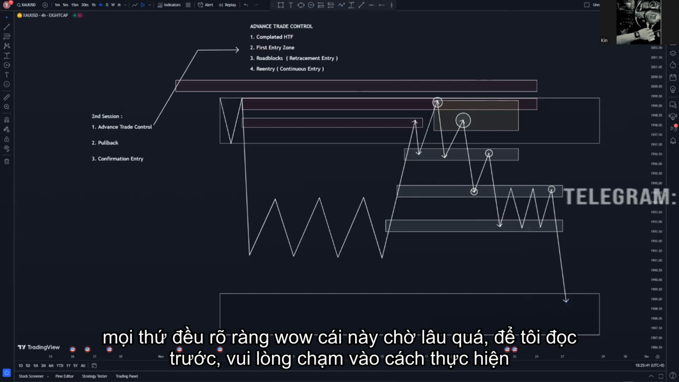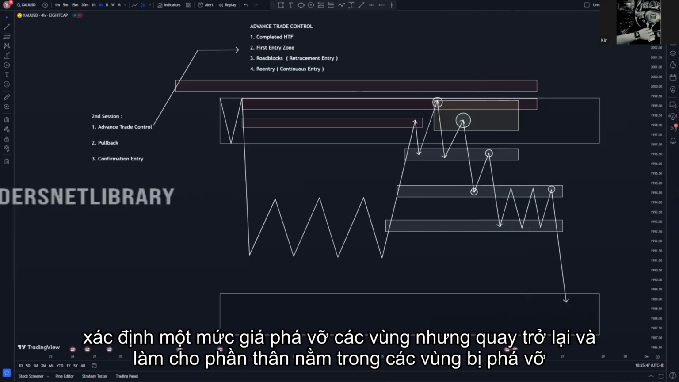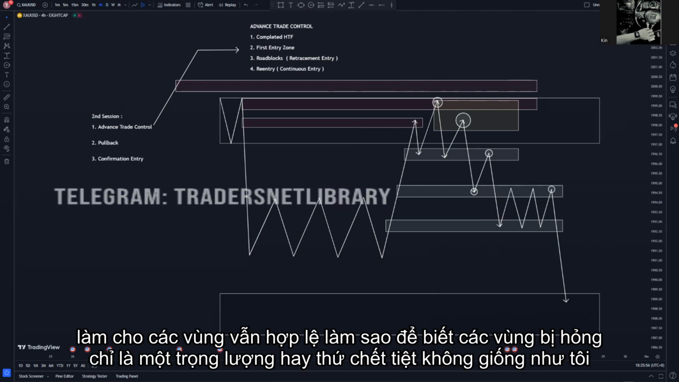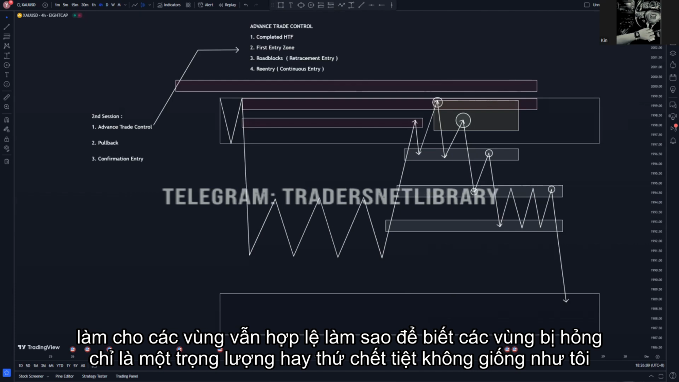Wow, this one is really long. Wait, let me read first. Please touch on how to determine a price that breaks zones but comes back and makes the body in the broken zones, making zones still valid. How to know the broken zones is just a wait or shit.